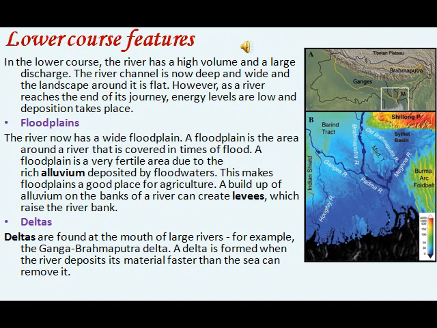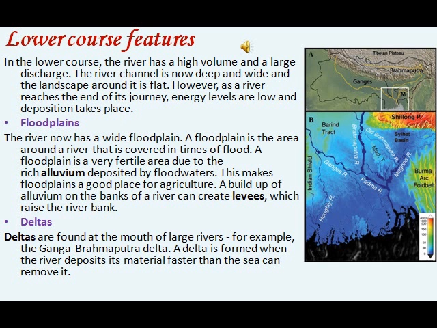Lower course features. In the lower course, the river has high volume and a large discharge. The river channel is now deep and wide, and the landscape around it is flat. However, as a river reaches the end of its journey, energy levels are low and deposition takes place. Floodplains. The river now has a wide floodplain. A floodplain is the area around a river that is covered in times of flood.